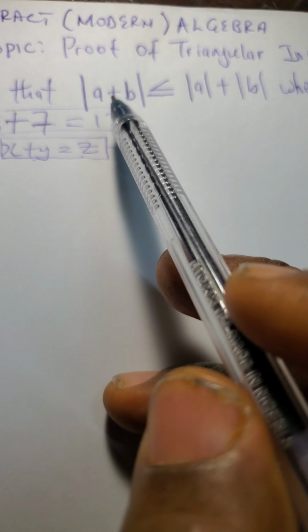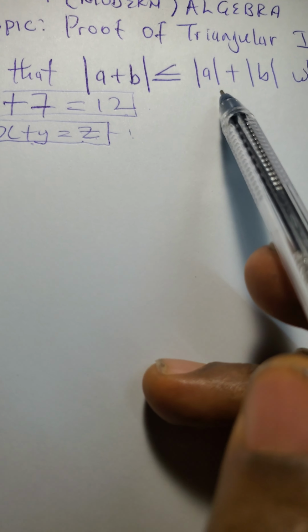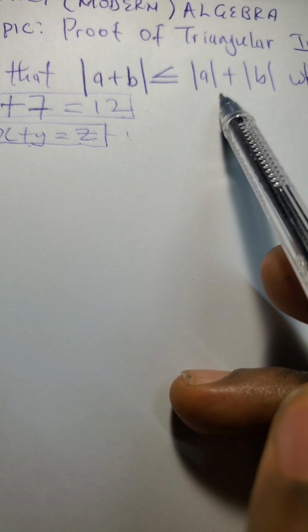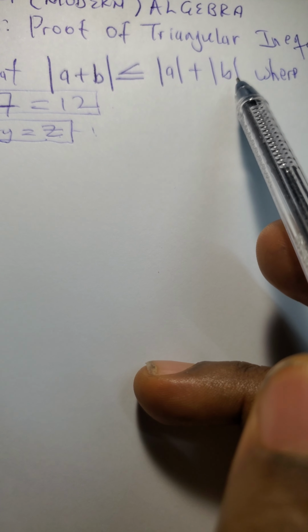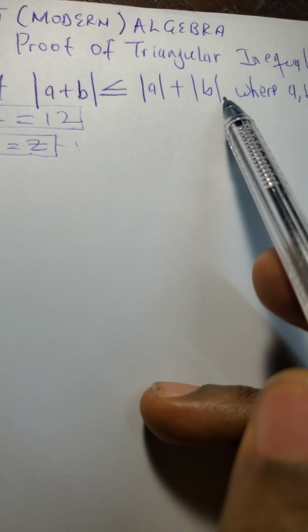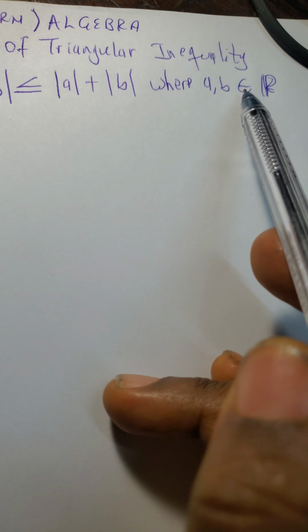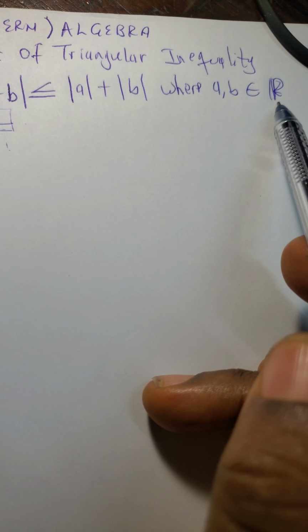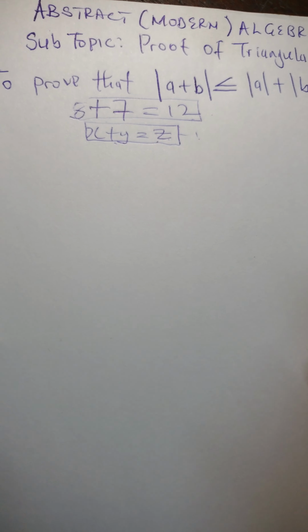Now, the inequality that we are about to prove is this: absolute value of a plus b is less than or equal to absolute value of a plus absolute value of b. A and b are elements that belong to the real numbers. So now, how do we prove it?